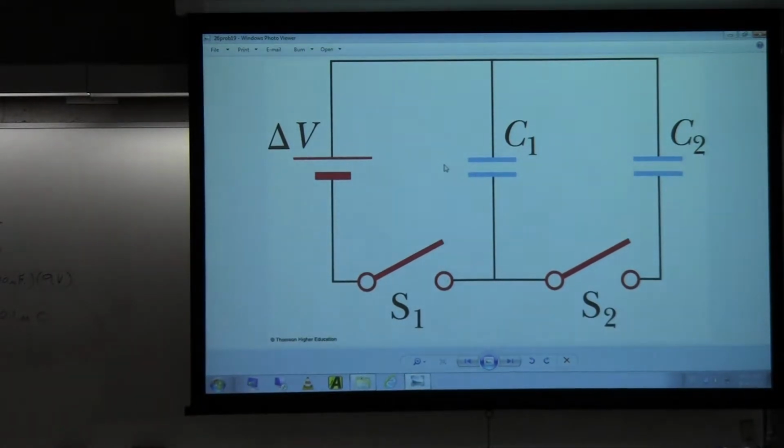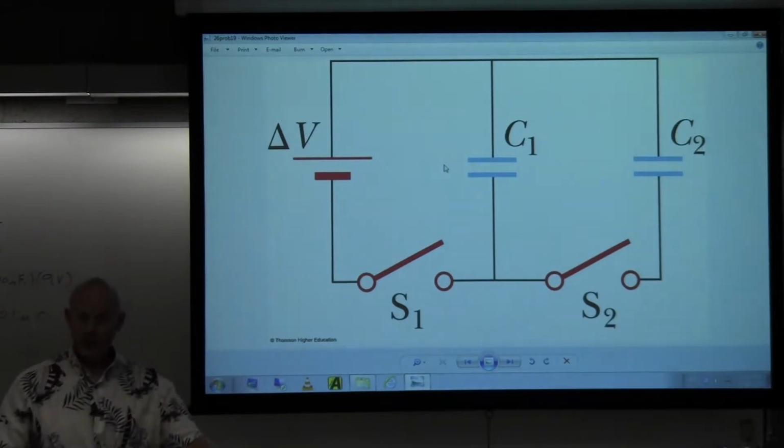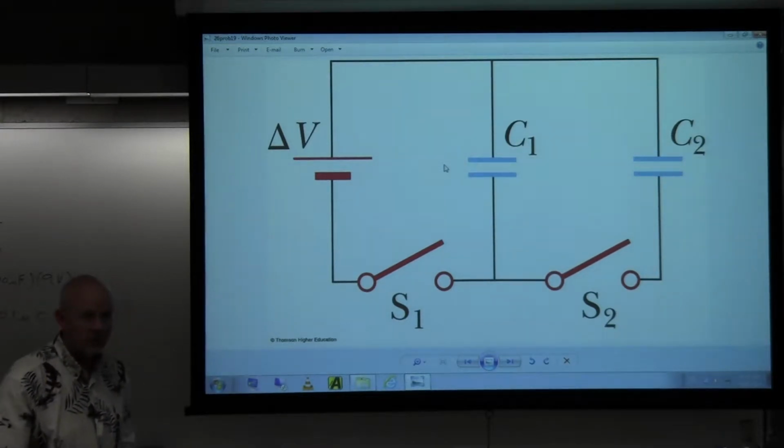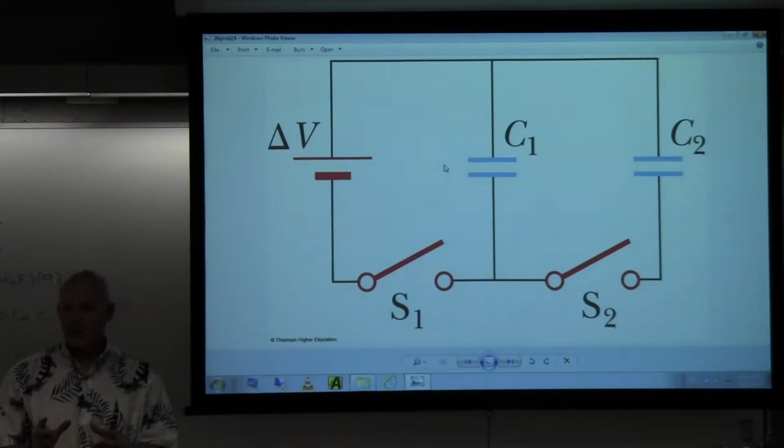Switch S1 is then opened. And the charged capacitor is now connected to the uncharged capacitor number 2 by closing switch 2. Now, did you catch the order here, right? So we first closed switch number 1, and then, before we close switch number 2, we open it. Now let's pause right there. What's that going to do?